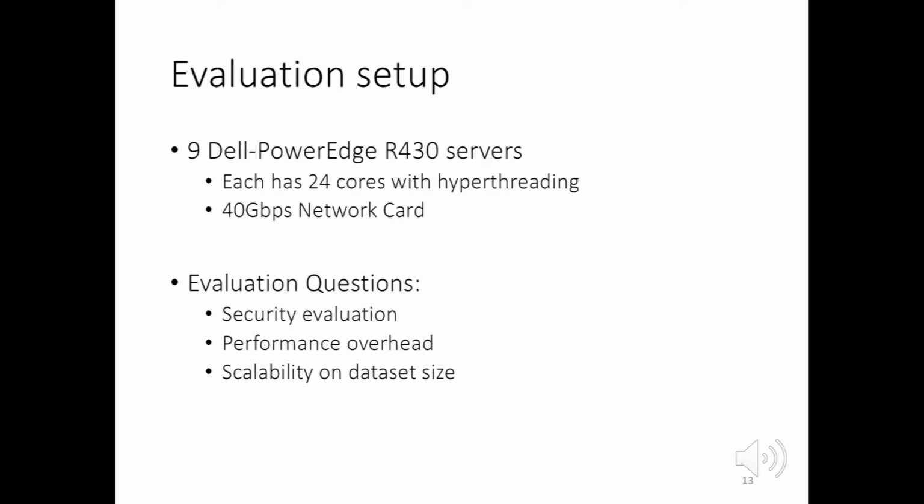Then I will show our evaluation results. Our evaluations were done on 9 Dell servers with 24-core CPUs and 40 GB network cards. Our evaluation answers the following questions. First, can Kakute defend against data leakage? Second, what is Kakute's performance overhead compared with native Spark execution? Third, what is Kakute's performance overhead when scaling to large datasets?